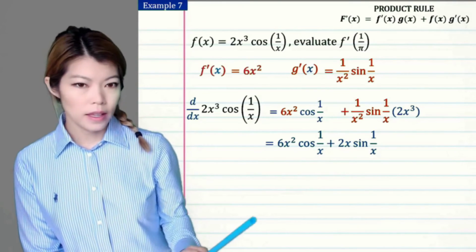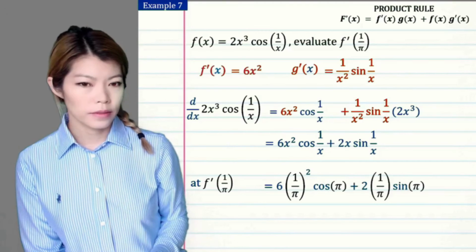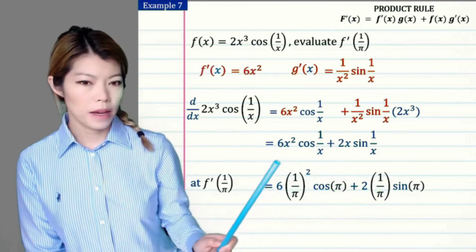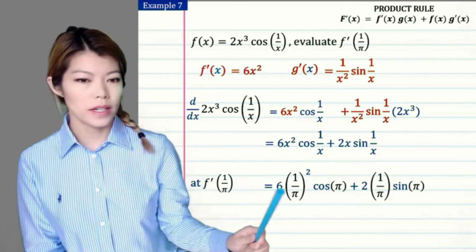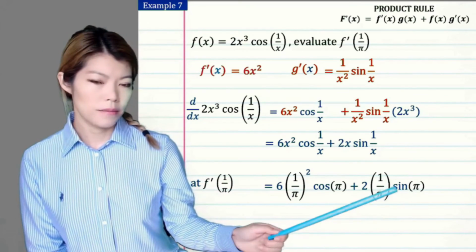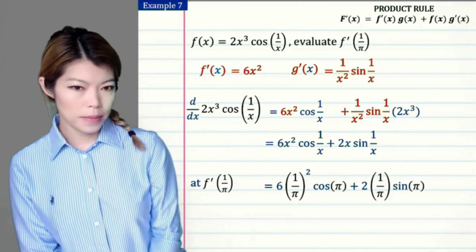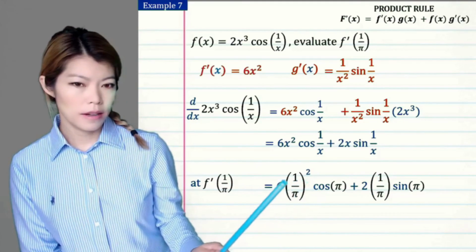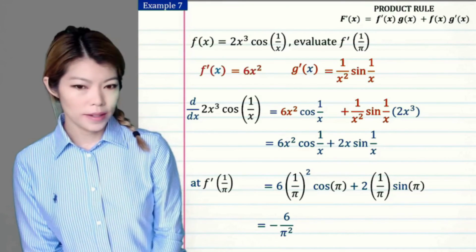So now plugging in our value, we have that, but we know cos of pi, so pi is here, is negative 1, and sine of pi is 0, so that part there disappears. And this part here, negative 1 of all of that, is negative 6 over pi squared.